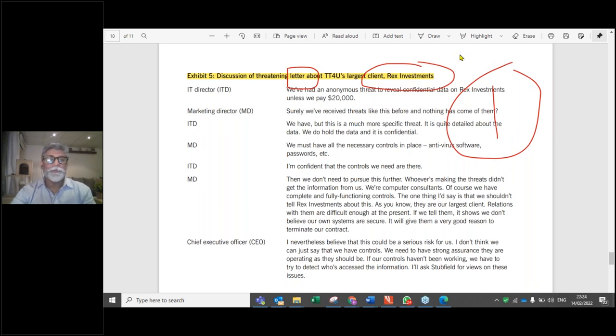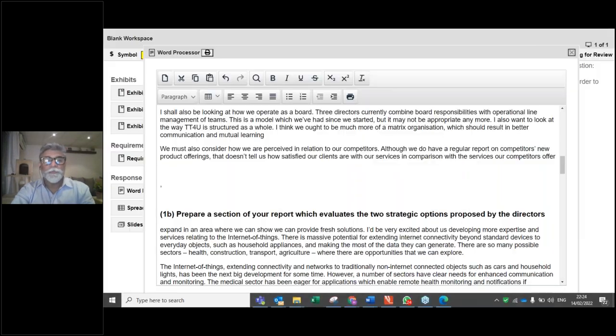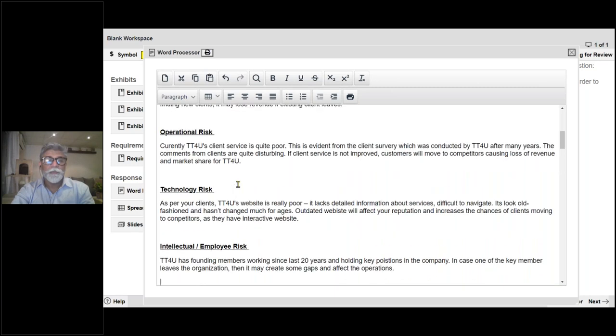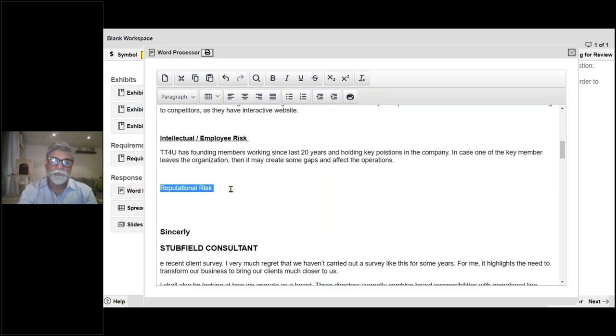Okay. Because we did not read that exhibit as yet, otherwise you would have known. So the fifth one I would say is reputational risk. And I will talk about data leak of Rex. You can do it on your own. So how many points you were supposed to give? For 10 marks, 5 points.